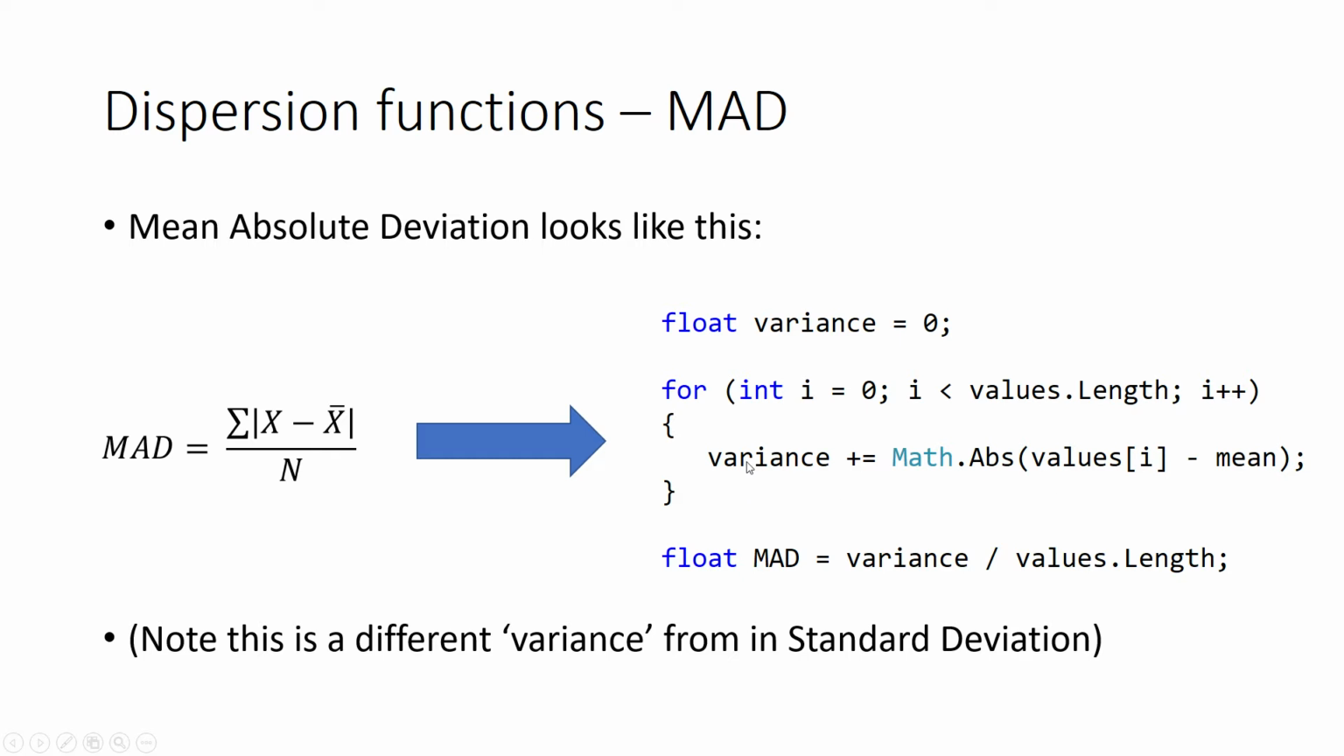Keep on adding that to the variance. So let's say our current value is 10 and the mean was 5. 10 minus 5, we're 5 units away. Next value might be 3. 3 minus 5 is negative 2, but the absolute makes it 2. So each time you're adding on a positive number, you're not going to cancel them out. And overall, our final mean absolute deviation is the total of all those variances divided by n.